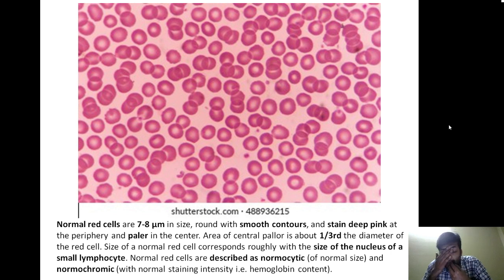The size of a normal red cell corresponds roughly with the size of the nucleus of a small lymphocyte, and normal red cells are described as normocytic, that is of normal size, and normochromic, that is of normal staining intensity or containing the normal hemoglobin content.